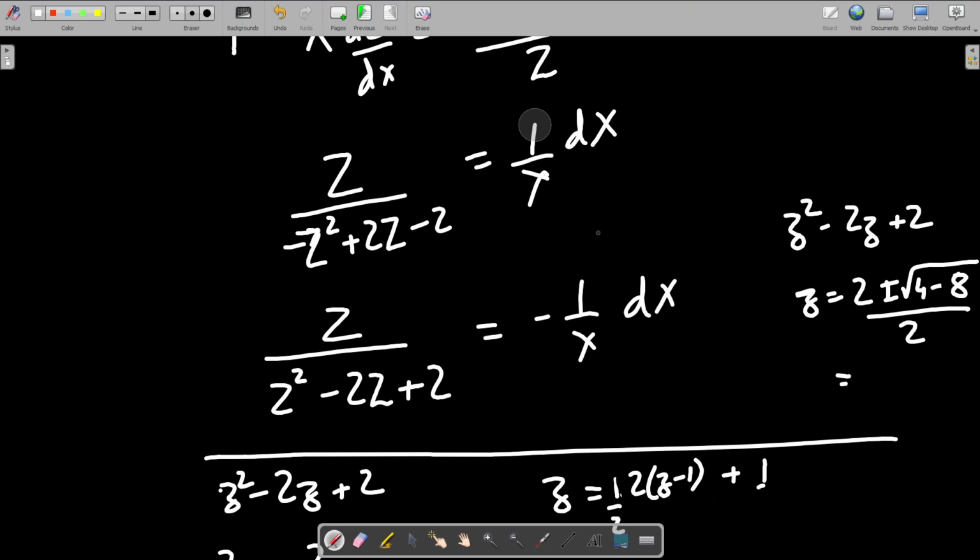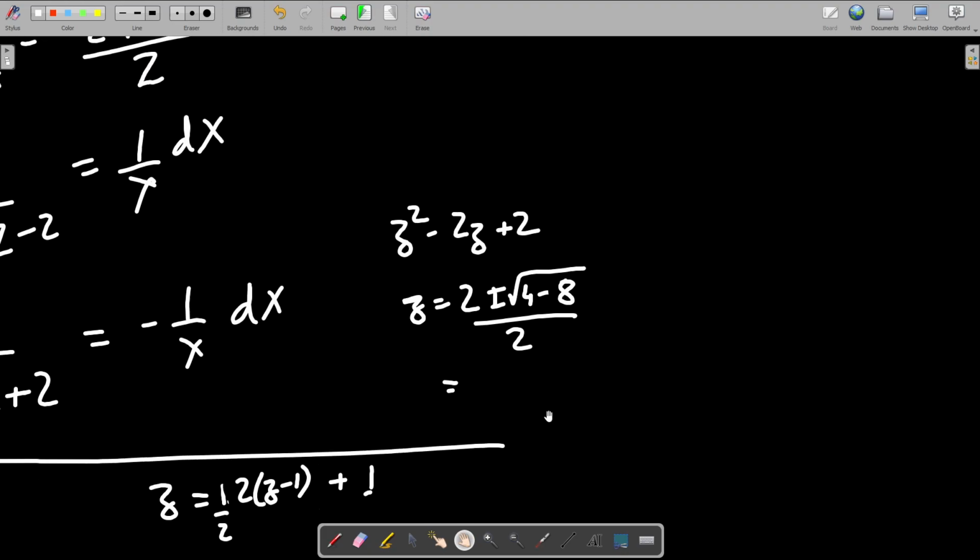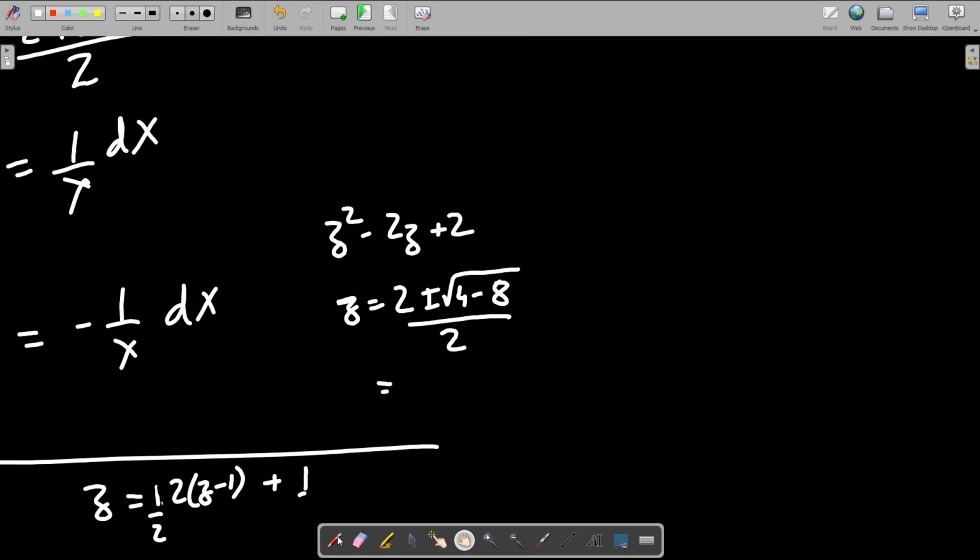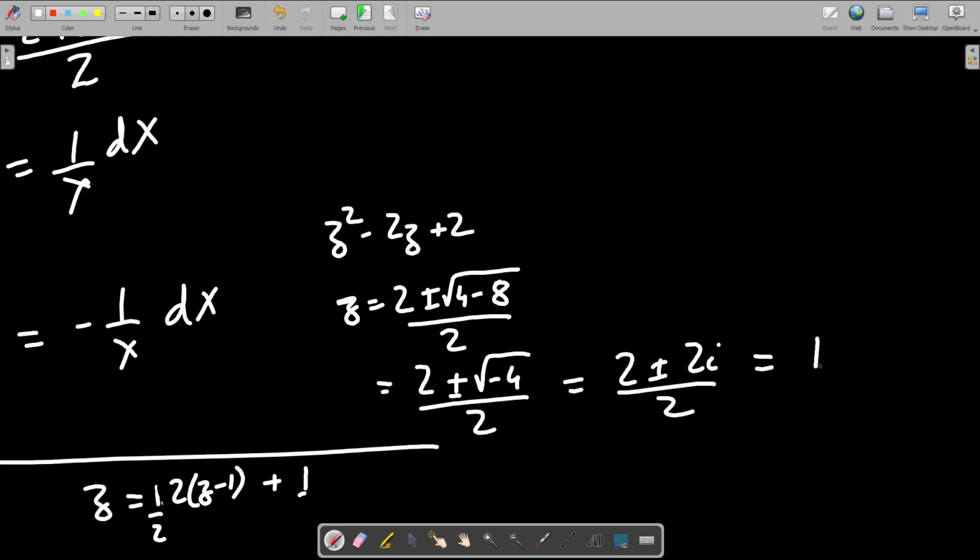We discovered here that the roots were becoming complex, so I was worried. But anyways, what are the complex numbers also? It's not a big difficult complex number. This will become root over 4 minus root over minus 4 upon 2. So this will become actually 2 plus or minus 2i upon 2, which will give you 1 plus i. This is your final answer.